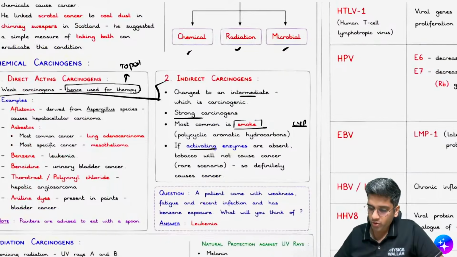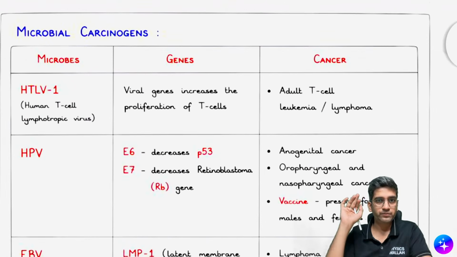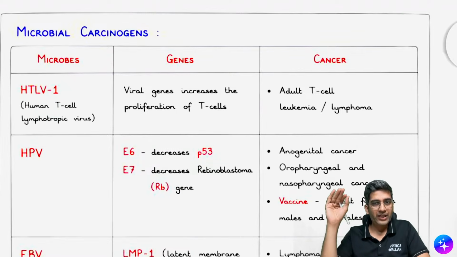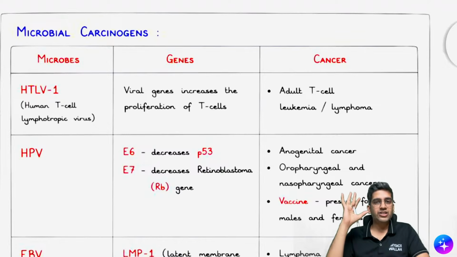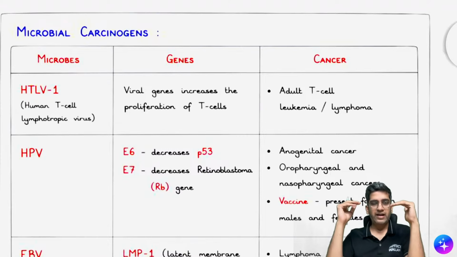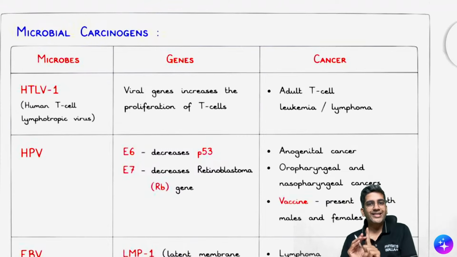The next, we'll go to microbial. Like I said, microbial alone can come as a short note. If microbial comes as a short note, write it in the form of a table, it's very clear. They'll understand what you're trying to convey. If you're not good at presentation, okay, write in paragraph form also. I want you to know the gene or the viral product and what cancer they cause. That is enough for me.